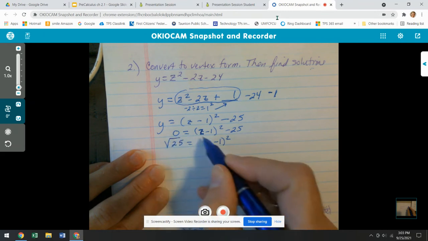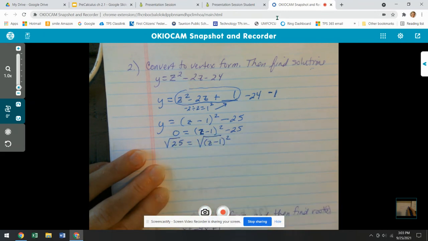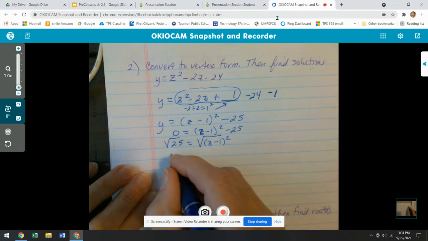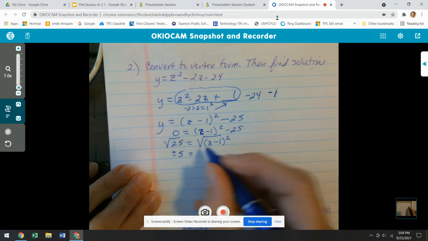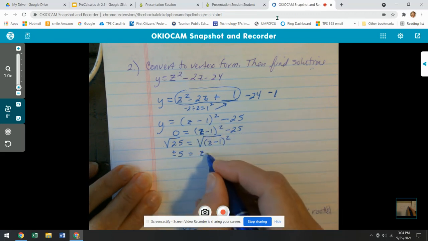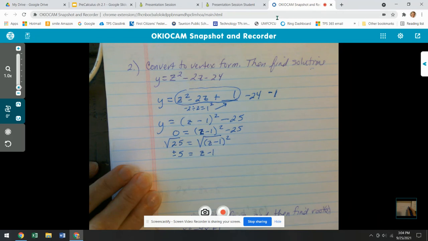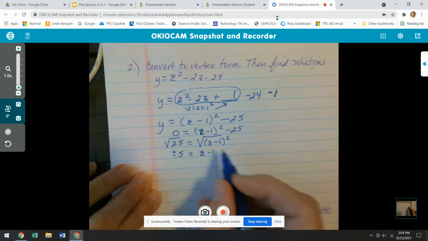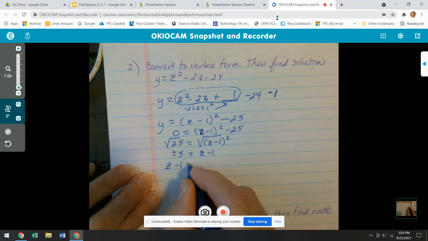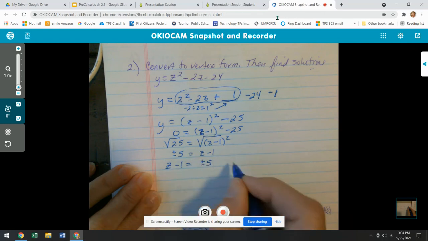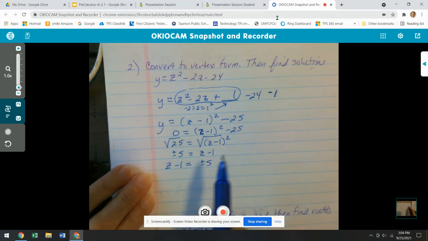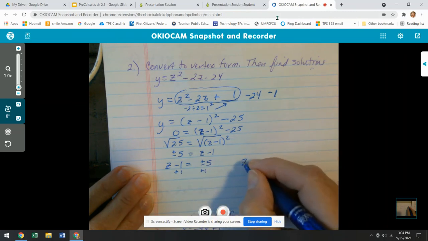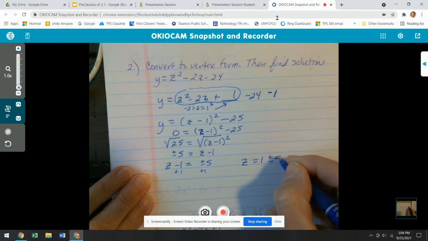As I look at this problem, I realize, hey, they gave us a problem that's also a perfect square. So the square root of 25 is plus and minus 5. The square root of something squared just pops out. They kind of cancel each other out. If I'm going to flip this, just in case some people watching this are visual, I'm just changing the sides, what's on each side of the equal sign. So now I'm going to add the 1 to get the z by itself. So z is equal to 1 plus and minus 5.